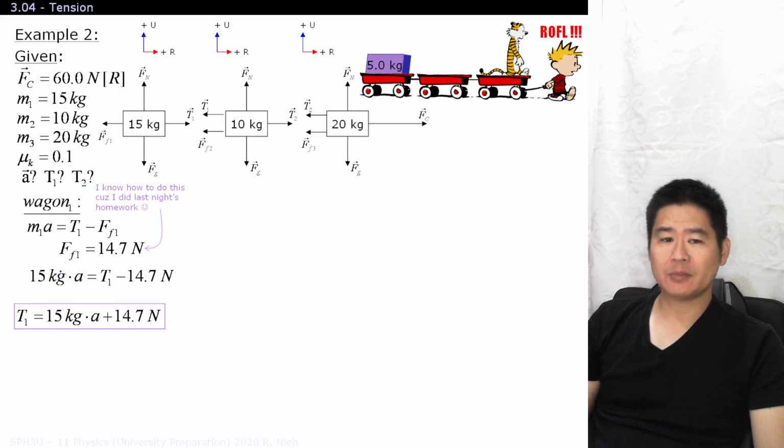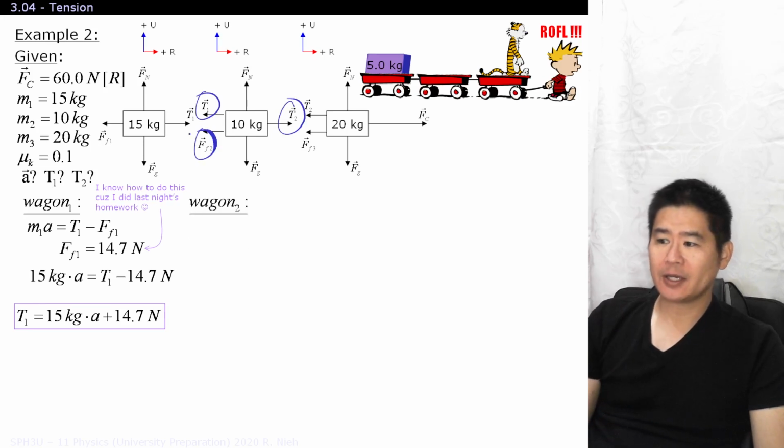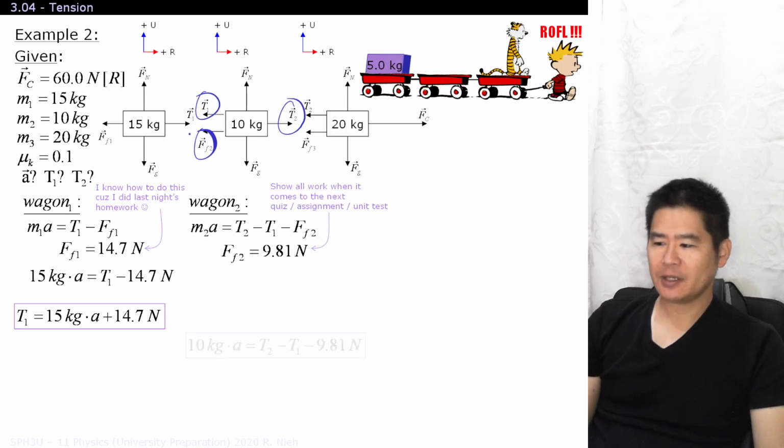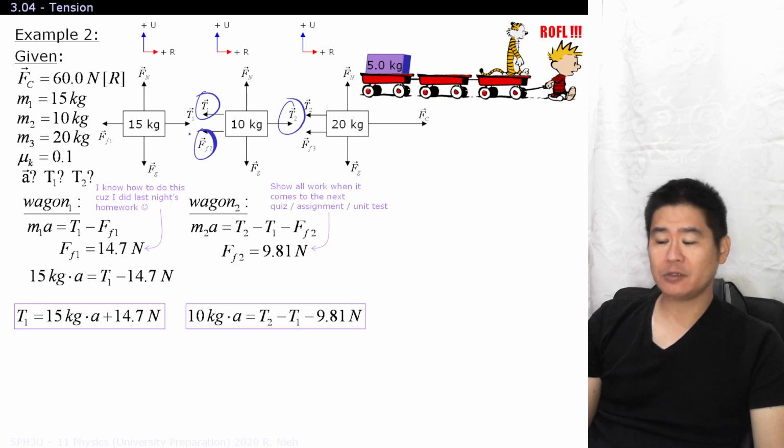Moving on to wagon number 2. T2 is pulling it forwards, T1 and FF2 are pulling it backwards. Make sure you know how to calculate your FF2, which would be, I think, 9.8 newtons. Yeah, 9.8 newtons, and you know that because you did your homework. You sub everything in, and you're left with this really messy looking formula, a formula with 3 unknowns. Your best bet is to leave this equation alone. I know this from practice.